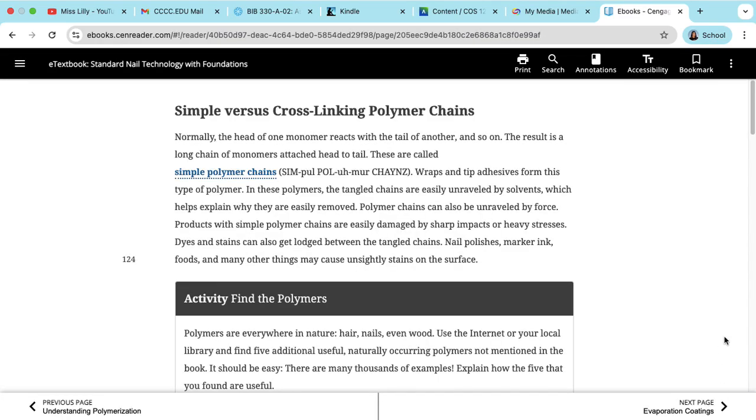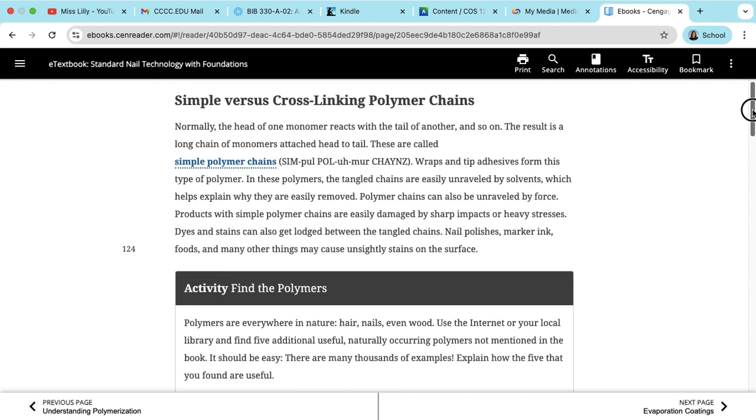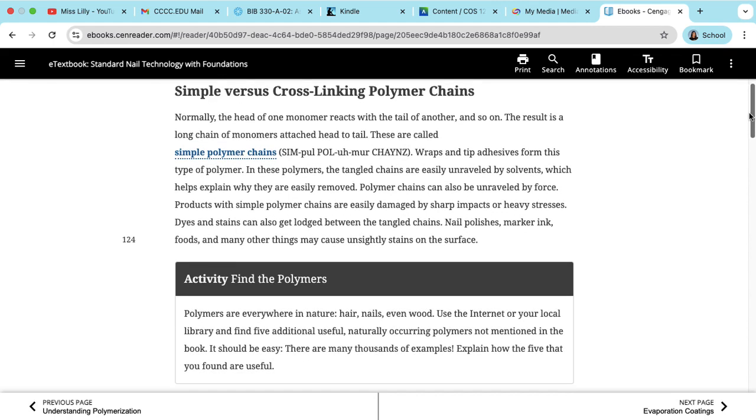Simple versus cross-linking polymer chains. In simple polymer chains, the result is a long chain of monomers attached head to tail. This is what is called a simple polymer chain.